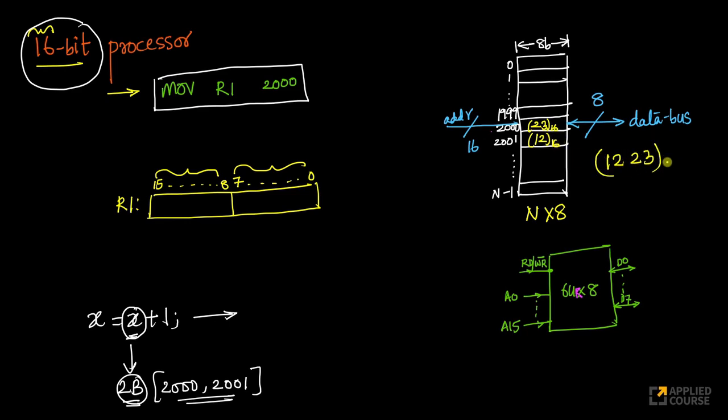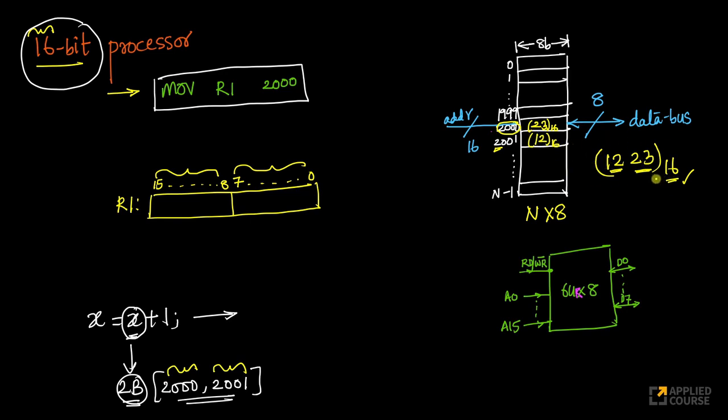So these two together, I can write as 1223 base 16. Look at what I've done here. Whatever is there in the lower address, I've placed in the lower bits. Whatever is there in the larger address, I've placed in the larger bits. And remember that this number is not decimal. This is base 16. Because my X requires 2 bytes, the 2 bytes are 2000 and 2001. One way of interpreting this data is to copy 23 into the lower bits and 12 into the higher bits. This is one way of doing it.